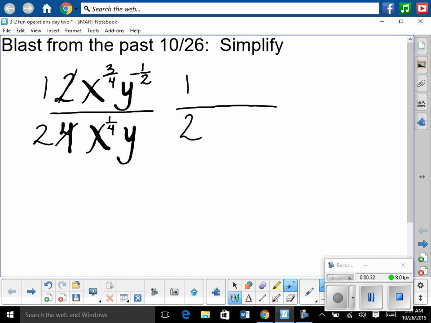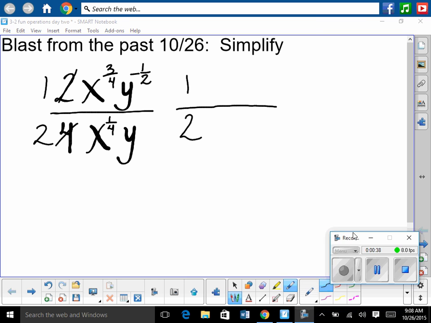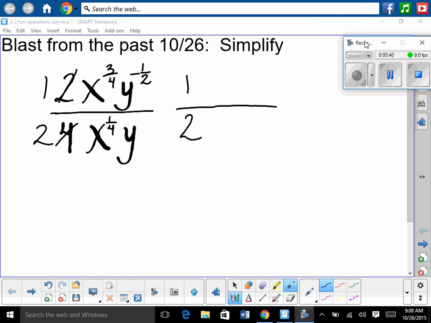When you divide the same base, you subtract your exponents. And you subtract the top from the bottom, right? You subtract the top from the bottom. So we're going to be doing 3/4 minus 1/4. If you needed to, you could use your calculator. But this one's easy because we can do it by hand, because they have a common denominator.